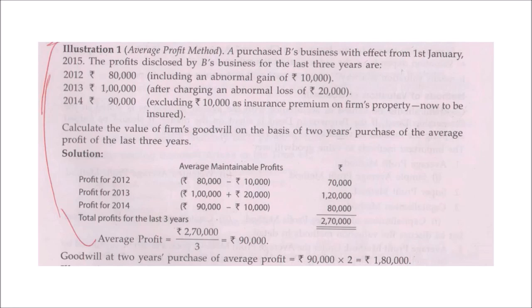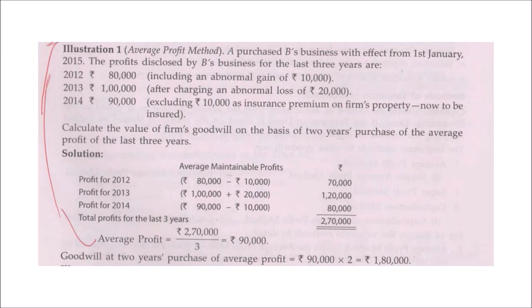Now total profit for these 3 years, 70,000 plus 1,20,000 plus 80,000 is equal to 2,70,000. We are finding out the average. How can we calculate the average? Total amount of profit divided by number of years. Here 3 years are there. So 2,70,000 divided by 3 is equal to 90,000.